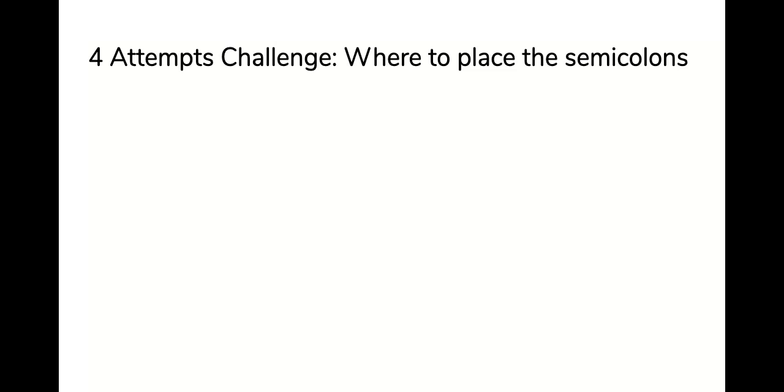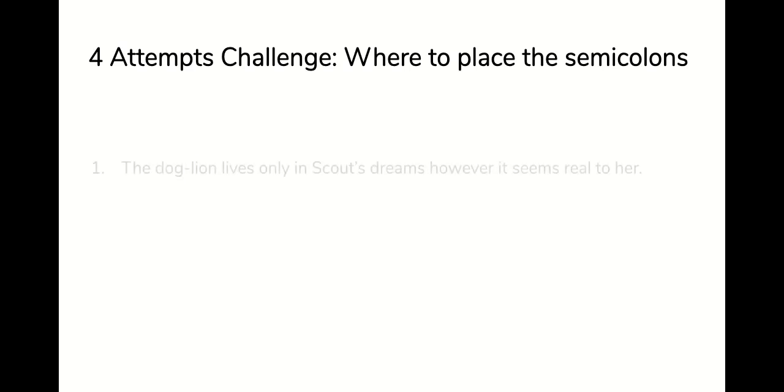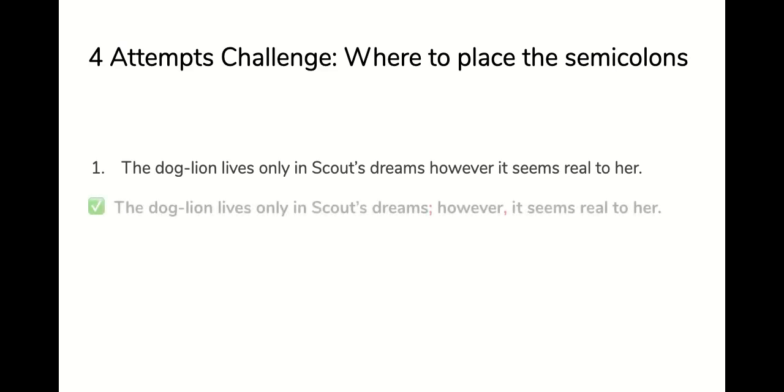Where to place the semicolons. So these are the 4 sentences, and what you can do right now is pause your video and decide where would a semicolon go, or maybe more than one semicolon. So see if you can place the semicolons correctly, and then I will show you the answers right away. So number 1, the dog lion lives only in Scout's dreams. However, it seems real to her. So remember, if you're using however slam, we want to put the semicolon before the however and the comma after it.